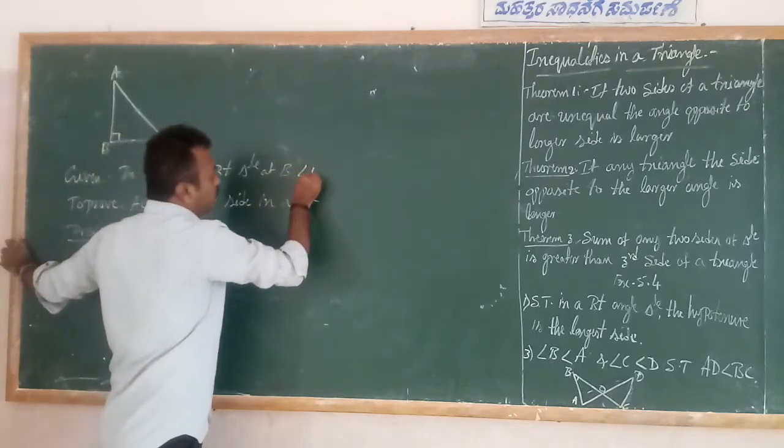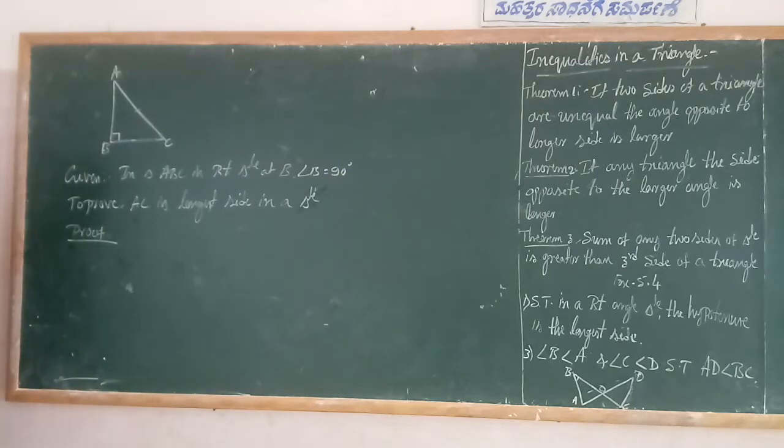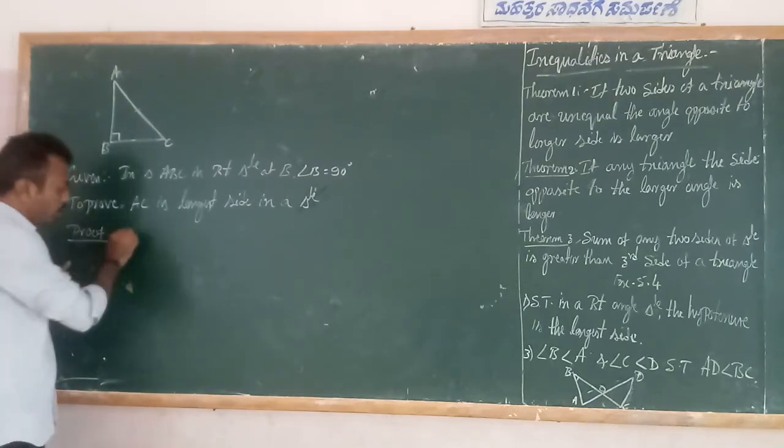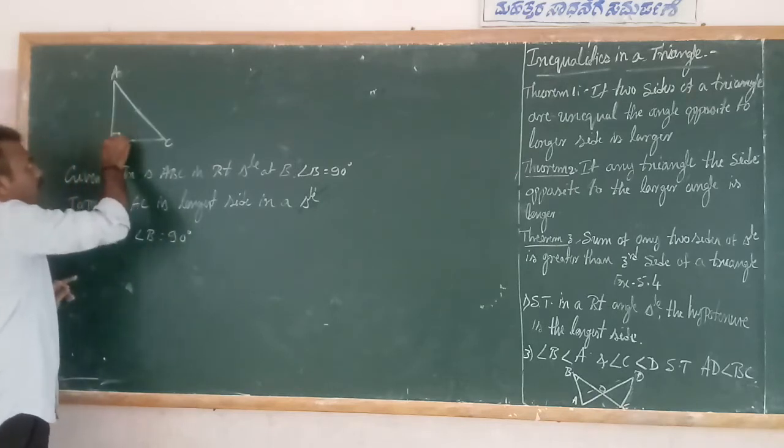And also angle B is equal to 90 degrees here. Correct? Angle B is 90 degrees. You have to write the given. So now, come to the proof. What are they given? Angle B is 90 degrees. This is the 90 degrees.